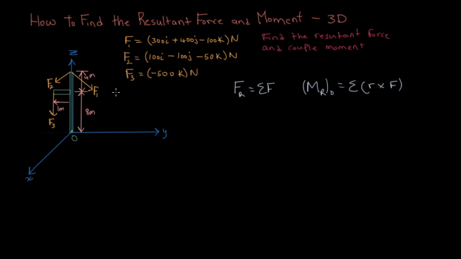system here. And we know that the resultant force is equal to the sum of forces, and we know that the resultant moment about point O, so we're asked to find the resultant couple moment about point O to be specific, is equal to the sum of cross products of R cross F. So how do we do this? Well, let's start with the sum of forces. We're going to do the sum of forces first.